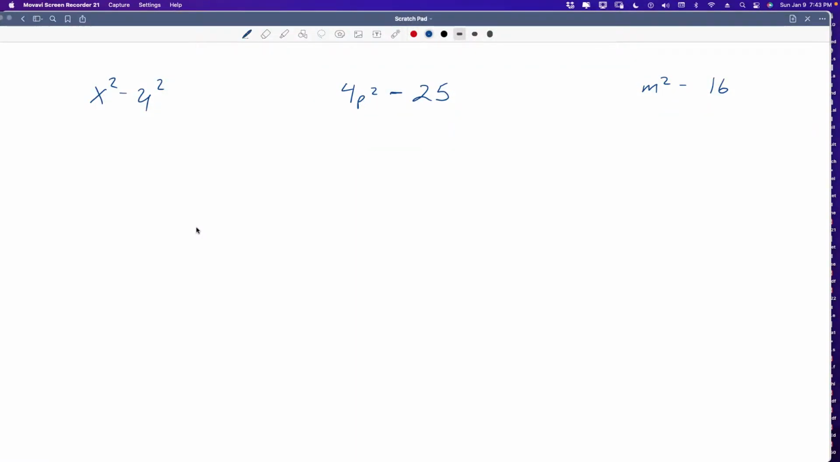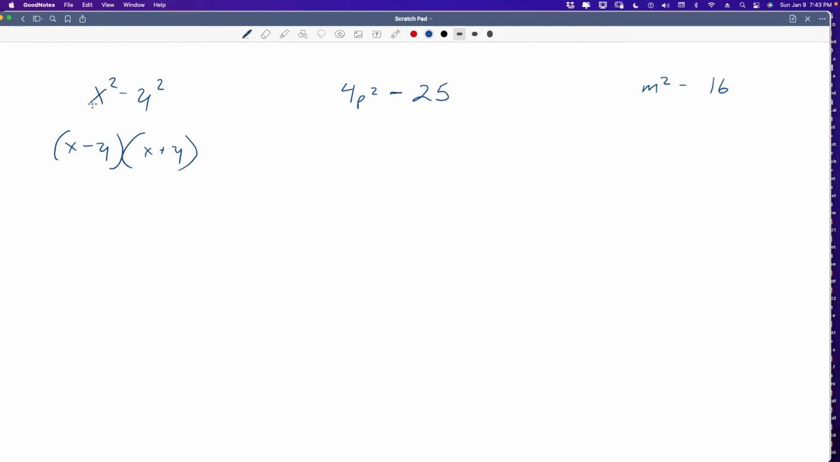Each of the three terms of the binomials that we see here are considered to be perfect squares. And these binomials are sometimes also called the difference of two squares. They can be generated by multiplying the sum and the difference of two monomials. So what that means is, just looking at this, we can say x minus y times x plus y. That's the answer.